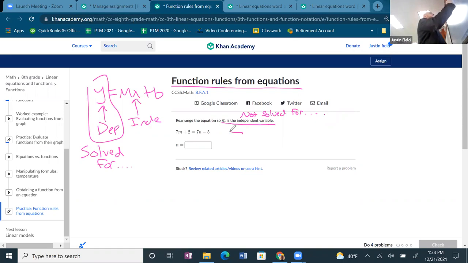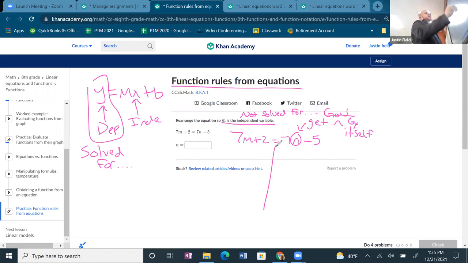So we got 7m plus 2 equals 7n minus 5. If m is the independent variable, then circle the n, the other one, and just think in your head, get n by itself. That's our goal. We do that, we'll be done.